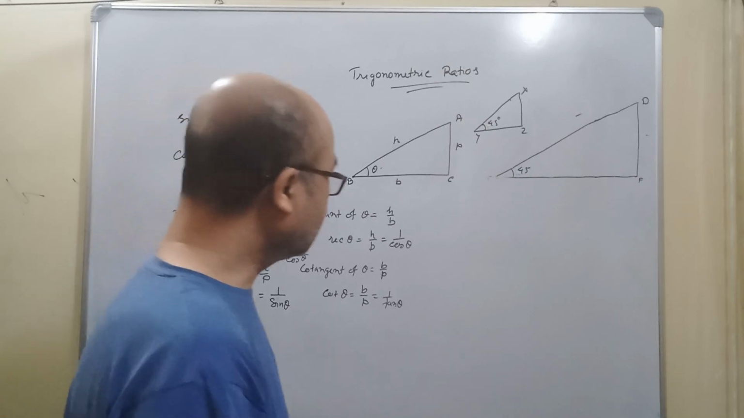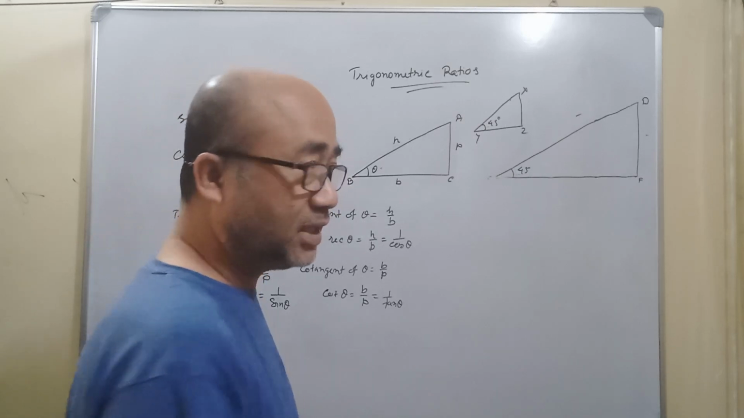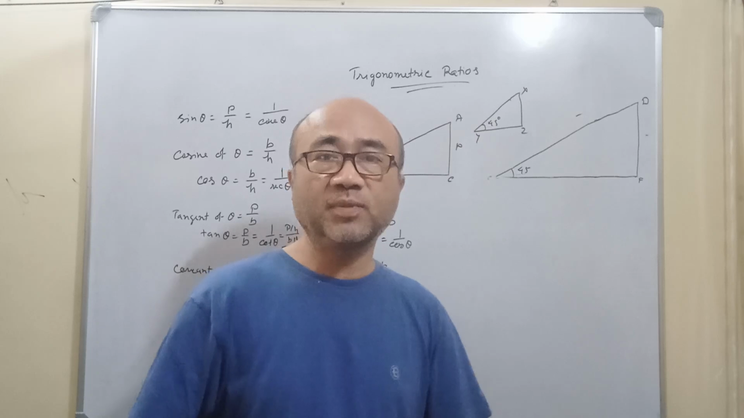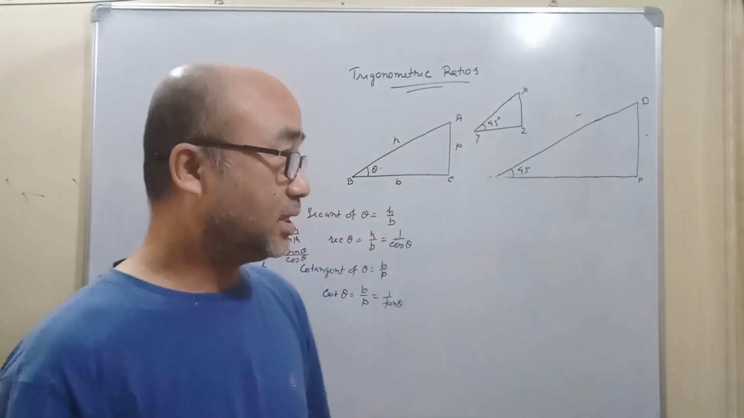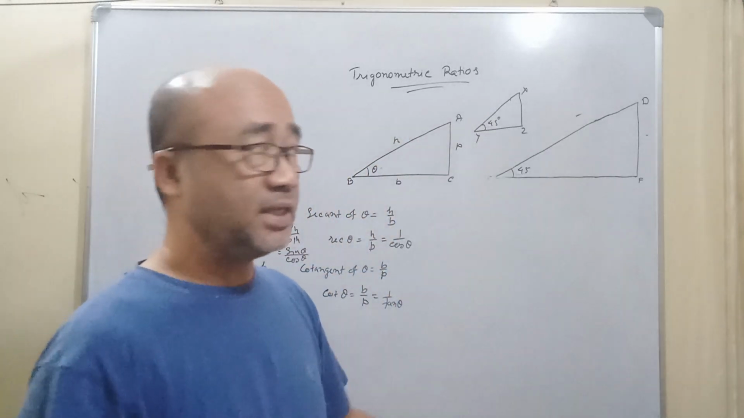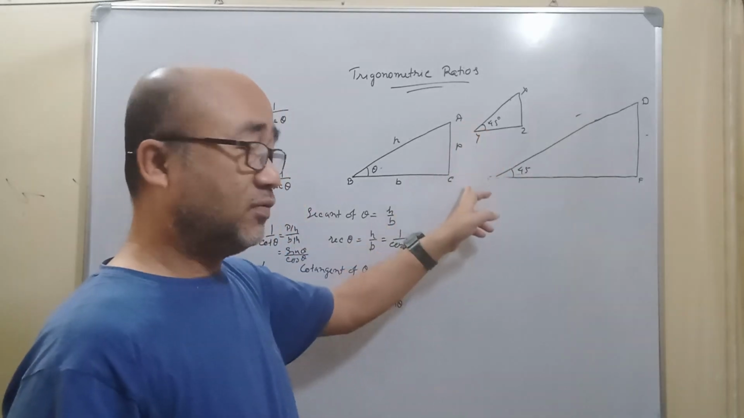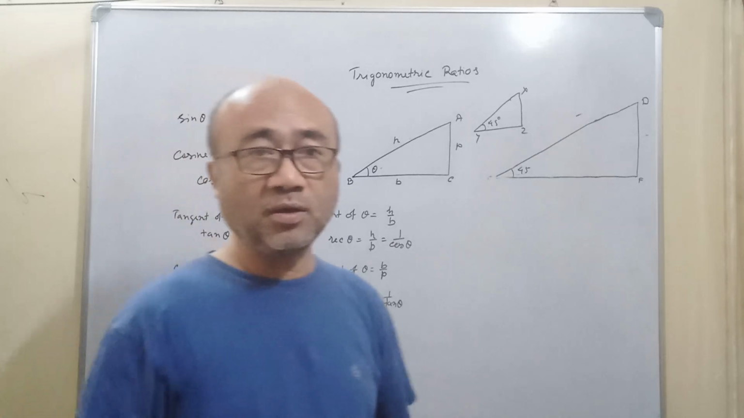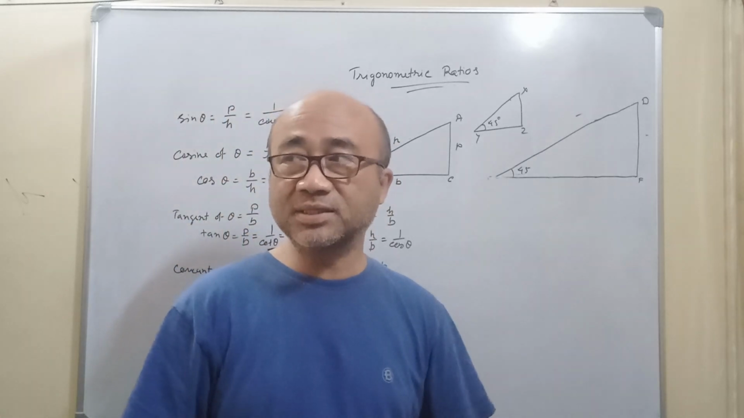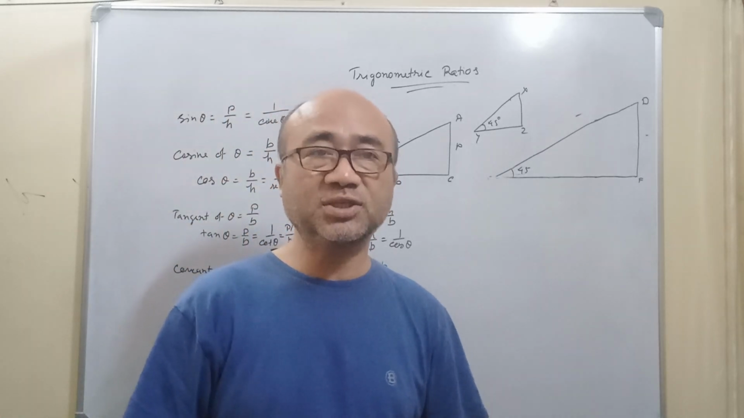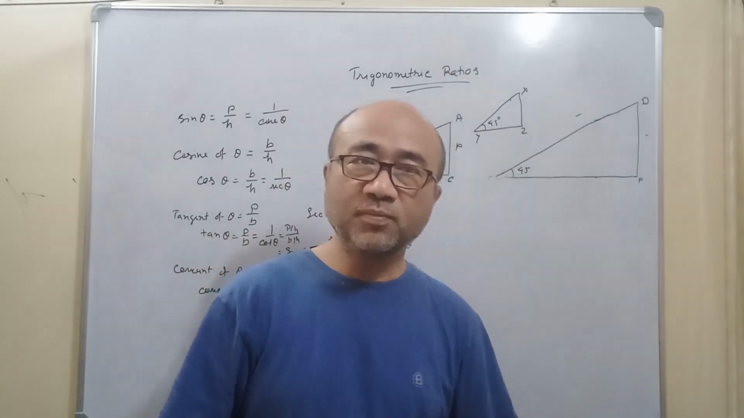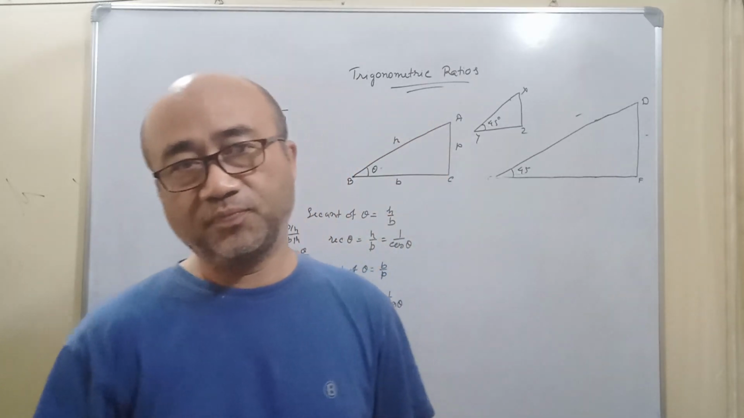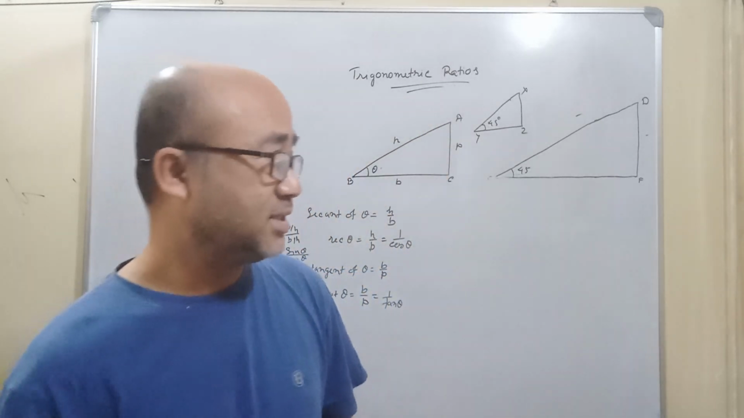So in the next class, we will see practical applications of these trigonometric ratios, like finding the height of a building, or finding the width of a river or a plot of land in survey, in construction, and different practical applications. So this is it for today.